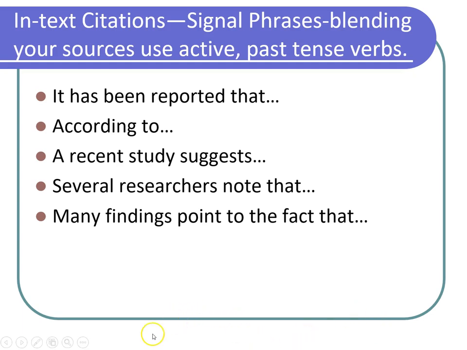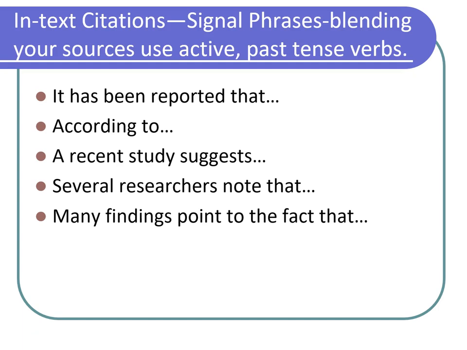So when we talk about in-text citations, how do we blend our sources? And how do we blend those sources by using active or even past tense verbs? So I gave you some suggestions here. And we'll go through these one at a time, but we'll do it quickly.